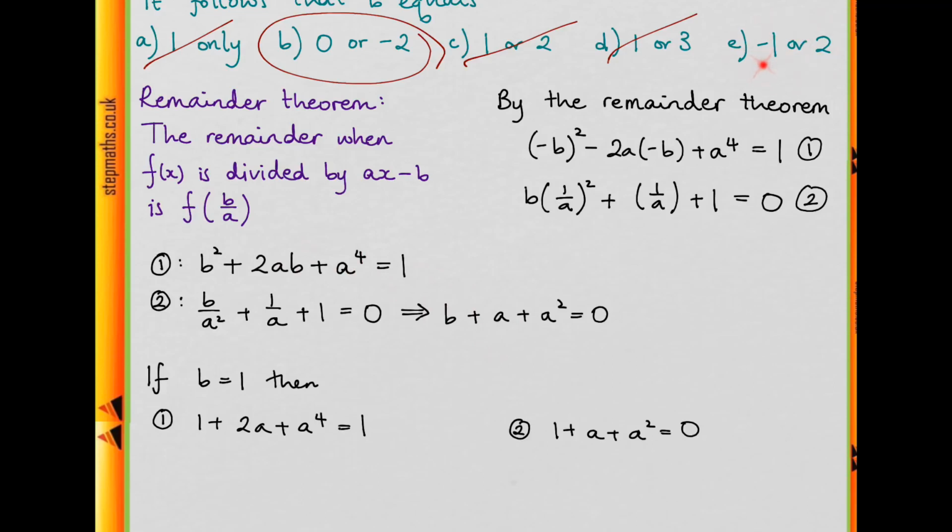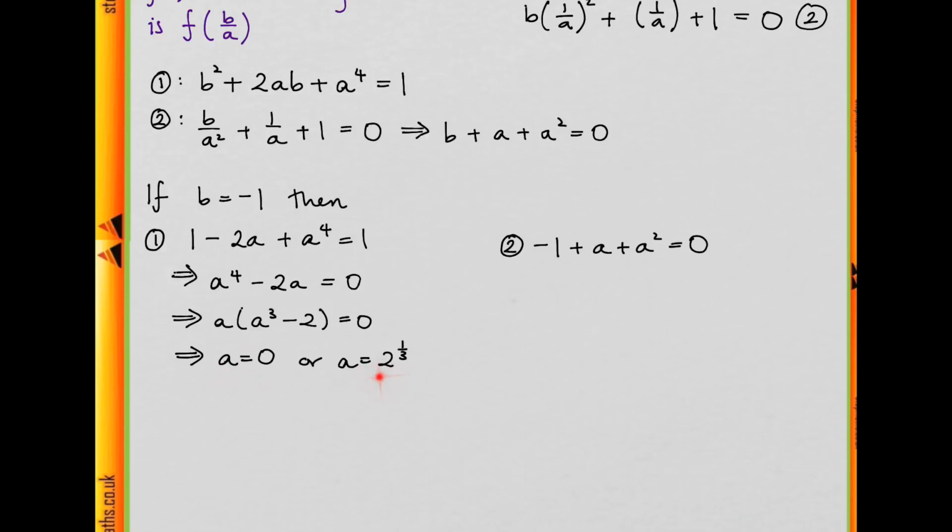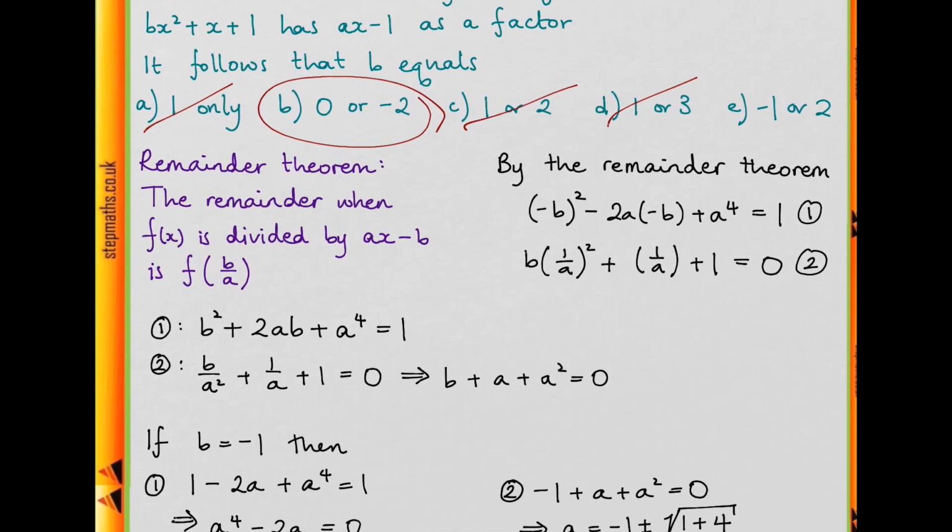So say I put b equal to minus 1. Putting b equal to minus 1 into both of 1 and 2, we get these. And solving the first one, we see that either a must be 0 or a must be cube root of 2. And solving the second one, we see that we would need a to be minus 1 plus or minus root 5 over 2. So if b were minus 1, we would not be able to find the a which satisfies both these equations. Therefore, b cannot be minus 1 for this to work, so you can rule out e, and then you know the answer is b.